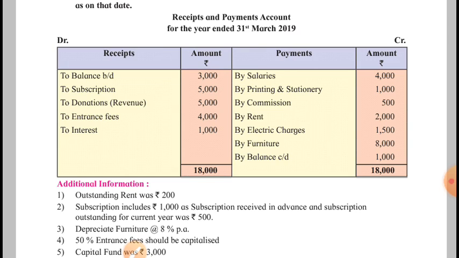We paid for furniture this year, means we acquired furniture. Furniture account debit to cash account, so cash account credit by furniture account. We have purchased furniture of rupees 8000 and we can't call it an expense. It is capital expenditure. So it is an asset for the business. It will be shown on the asset side.